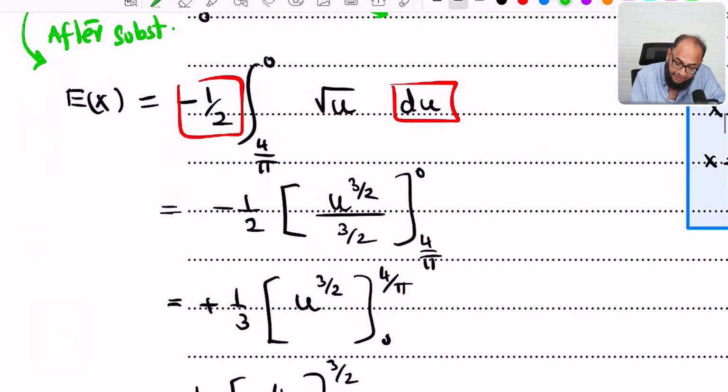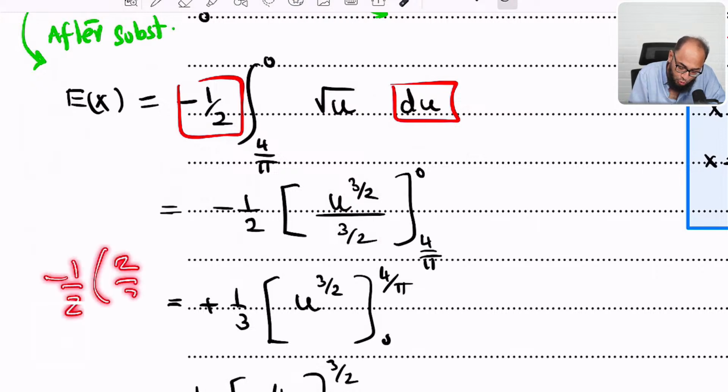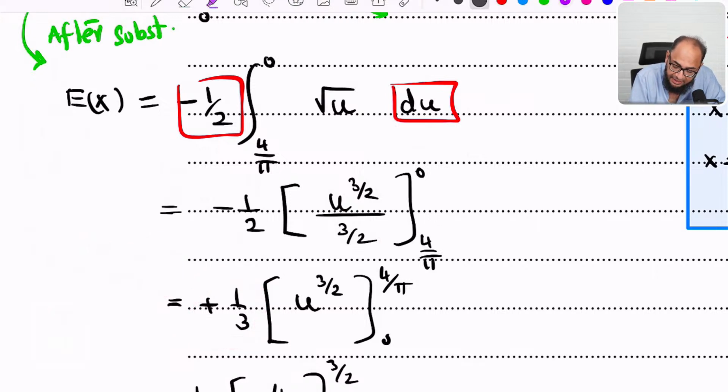That is very easy. So now when you integrate it, this is u raised to the power of half. Half becomes 3 over 2, division by 3 over 2. And it becomes minus half into 2 over 3. The 2s cancel, minus 1/3. What is the next thing that I've done? That you have seen in P1, I have done it over here. I have changed this plus and I have changed the position of these two limits.